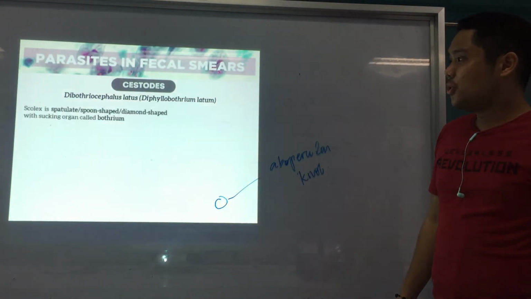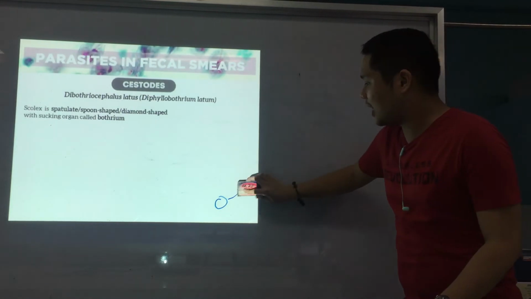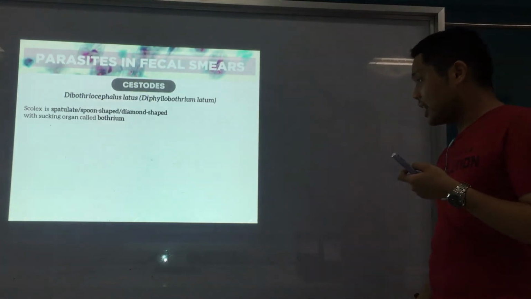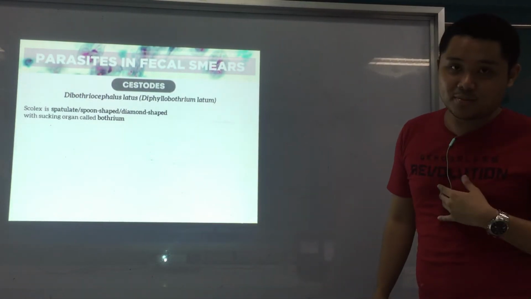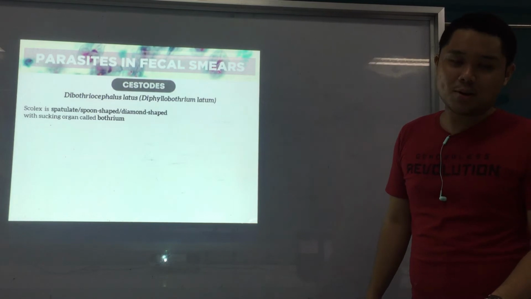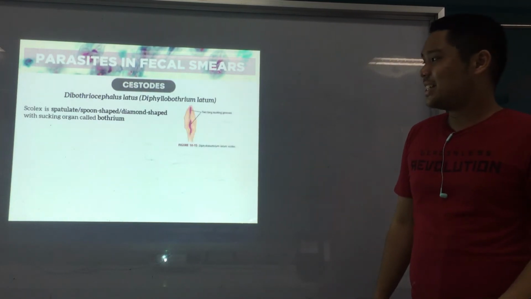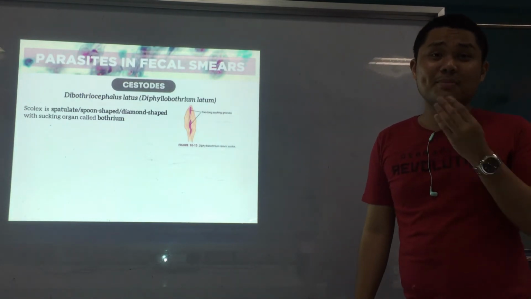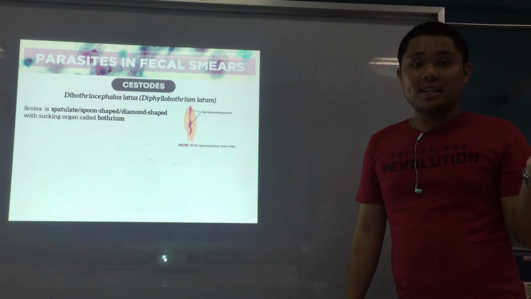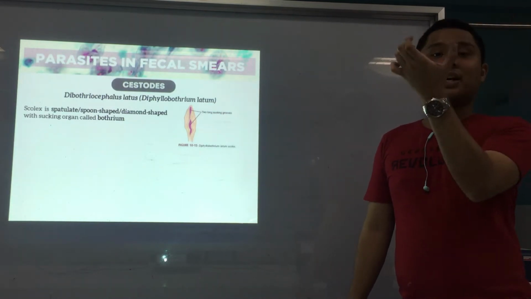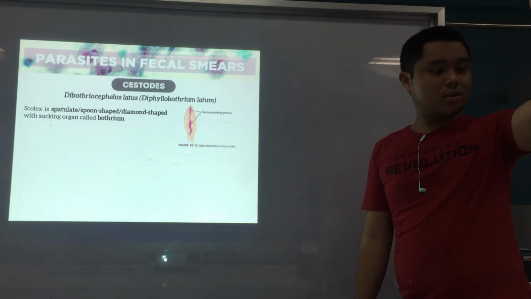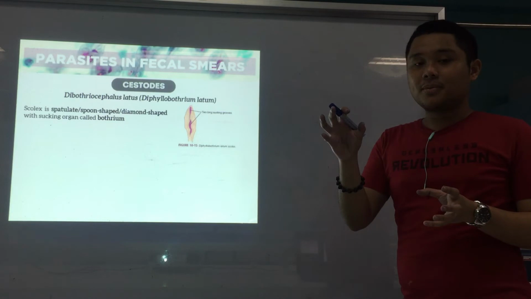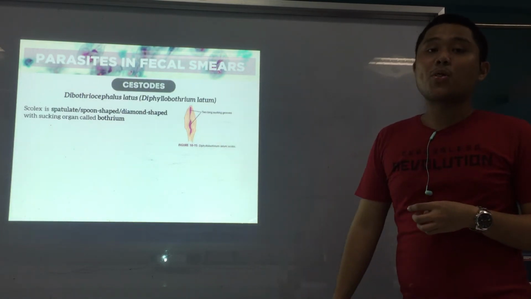Now, we go to your scolex. Again, another different characteristic. Its scolex is spatulate, or spoon-shaped, or diamond-shaped. And it has a sucking organ called a bothrium. That's why it's named Diphyllobothrium. So, as you can see, that's its head. It's not the normal scolex of a tapeworm like the previous ones, which have an acetabulum, and could have hooks or a rostellum. But for D. latum, it has a sucking groove known as your bothria or bothrium.